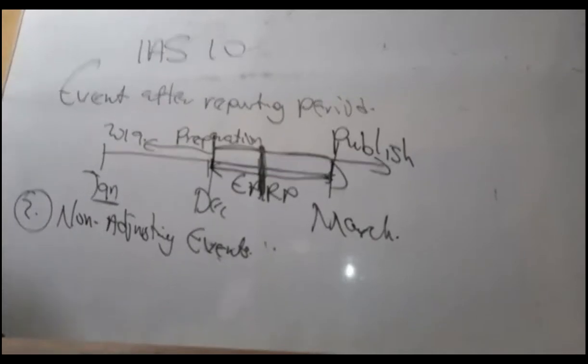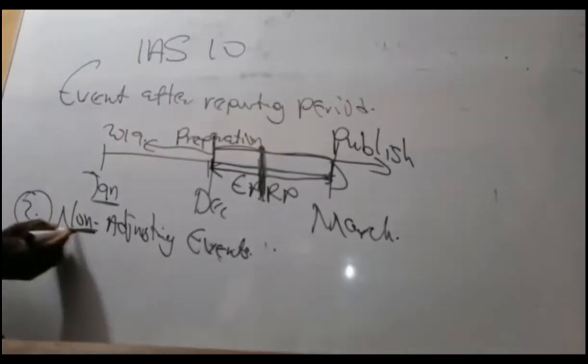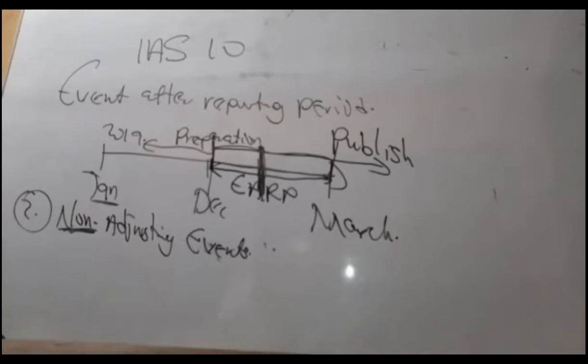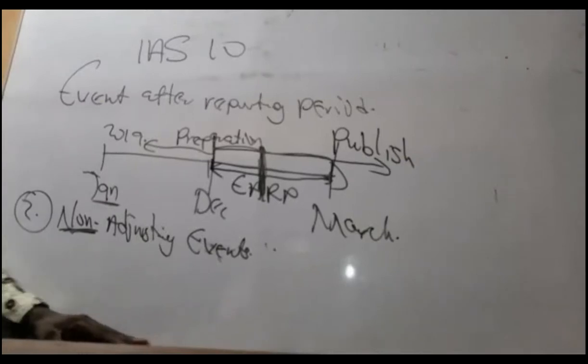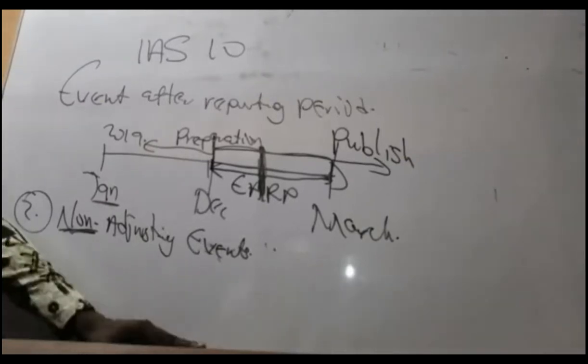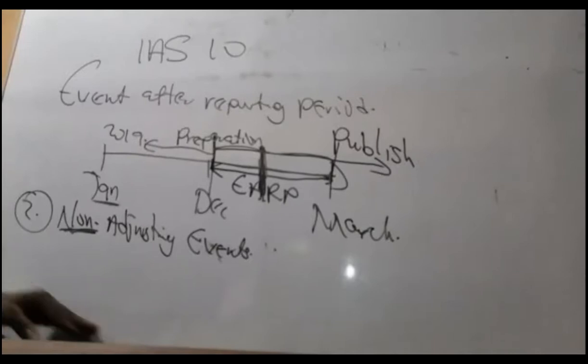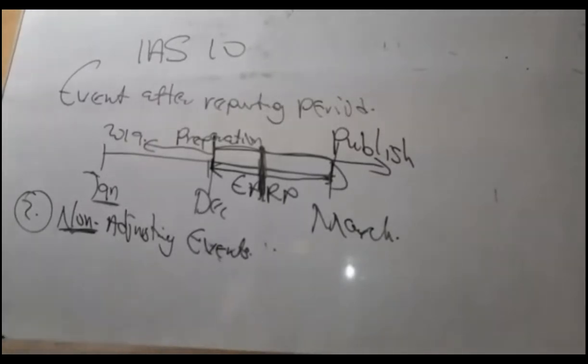So what do you do? What will be the accounting treatment? Non-adjusting, as the name suggests. Do what? Nothing. Don't adjust the financial statement. However, if it is material, then you have to make what? Disclosure. Disclosure means telling the users that at the time we are preparing the financial statement, there's a material transaction which we want to bring to your notice. Full stop. You are done.